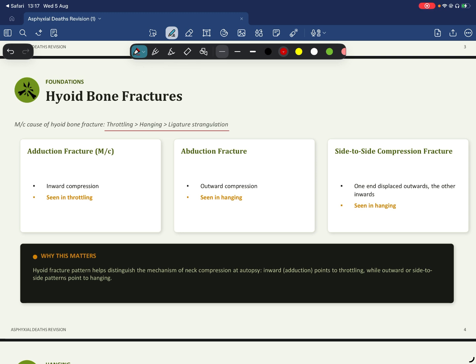Adduction fracture is caused by inward compression, which is seen mainly in throttling. This is the most common type of fracture. Abduction fracture is outward compression, seen in hanging. And side-to-side compression fracture is where one end is displaced outwards and the other inwards, seen in hanging. This is important because hyoid fractures help to distinguish the mechanism of neck compression during autopsy. An inward pattern points towards throttling, whereas an outward or side-to-side pattern may point to hanging.